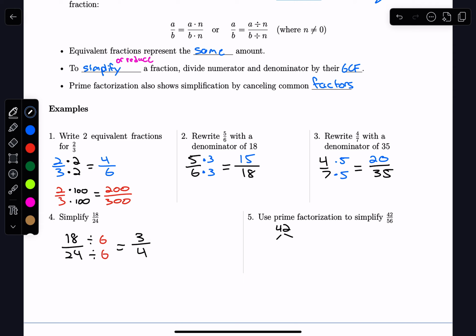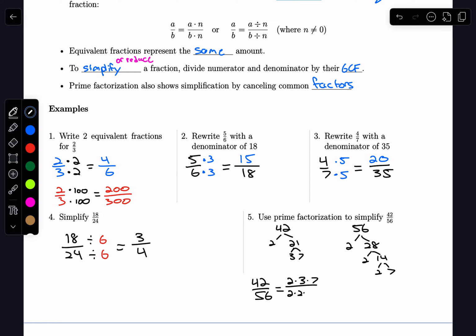So I'm going to break down 42 as being 2 times 21, and 21 is 3 times 7. Then I'm going to break down 56. 56 is 2 times 28. 28 is 2 times 14. And 14 is 2 times 7. So if I rewrite 42 over 56 using prime factorization, 42 is 2 times 3 times 7, and 56 is 2 times 2 times 2 times 7.